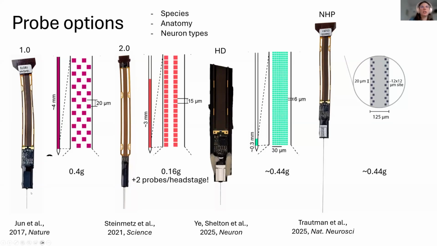The obvious recommendation for chronic usage is the 2.0 probe, because of its low weight, and also because you can connect 2 probes per head stage. So if you want to record chronically, that's the probe that you should be choosing. There is a cost difference amongst the probes as well. I'm not sure that costs have changed a lot since last year, but there is some cost difference.